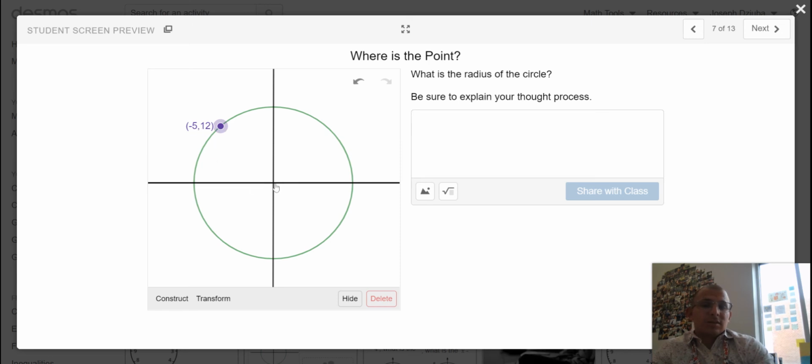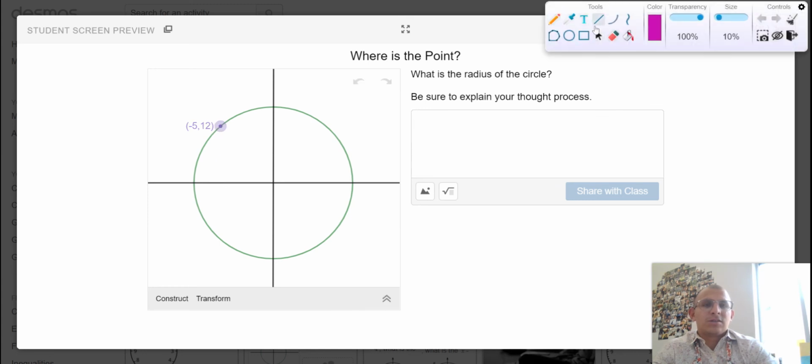As we can see here, the horizontal distance for this coordinate is -5. I unfortunately cannot draw. And the vertical distance is 12. Actually, I might be able to. Can I? Let's see. Okay, there we go. 12, 5, and we want to know the value of the radius.